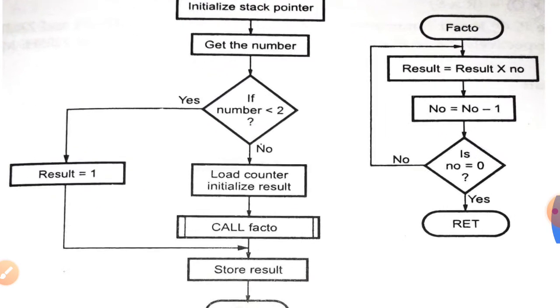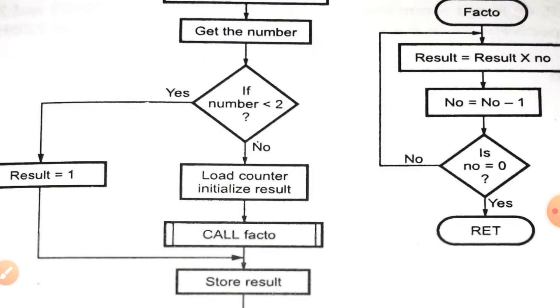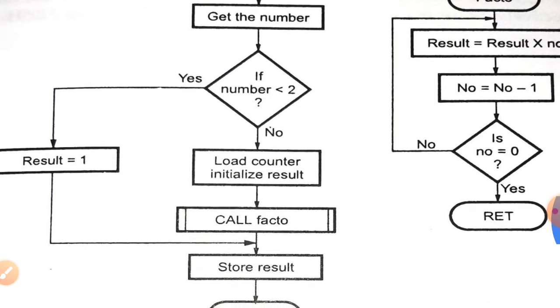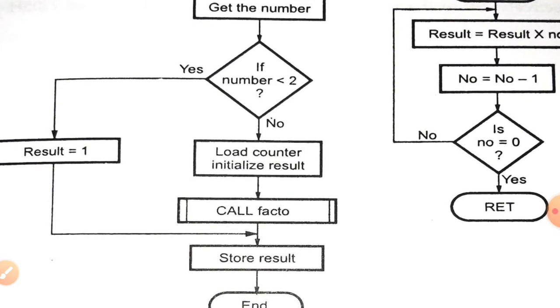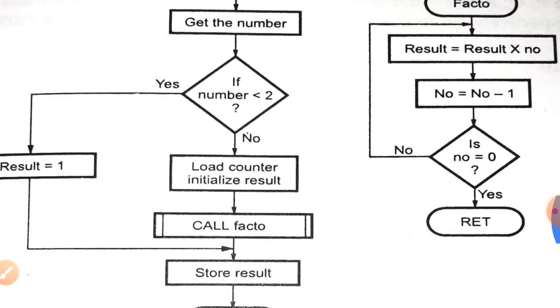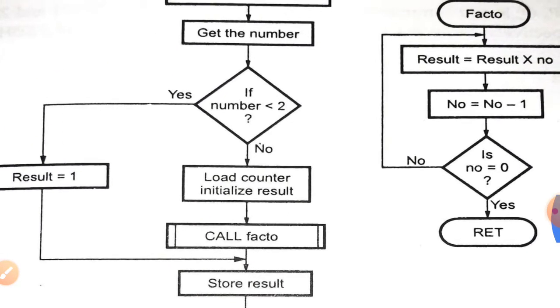Then we have to get the number of which we want to find the factorial. If the number is less than 2, which means it is 1, then the result will be 1. So if the condition is true, we get a result equal to 1 and we store the result.